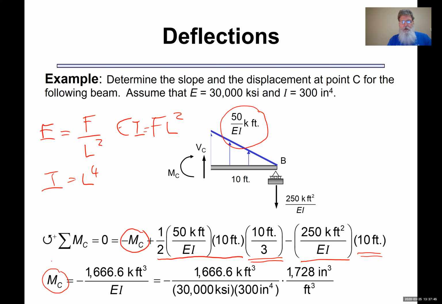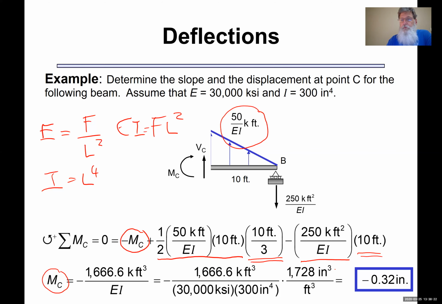So now I can go ahead and divide by my actual value of E and I, convert from cubic feet to cubic inches, and now I'll have dimensions of inches, and when I do that calculation, I end up with a negative 0.32 inches. So that's the displacement at C. The negative means it goes down, which makes sense from the original beam, and we have an actual value.